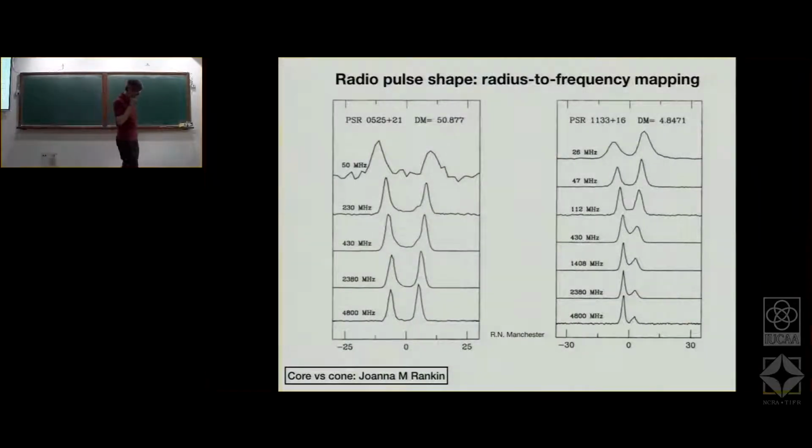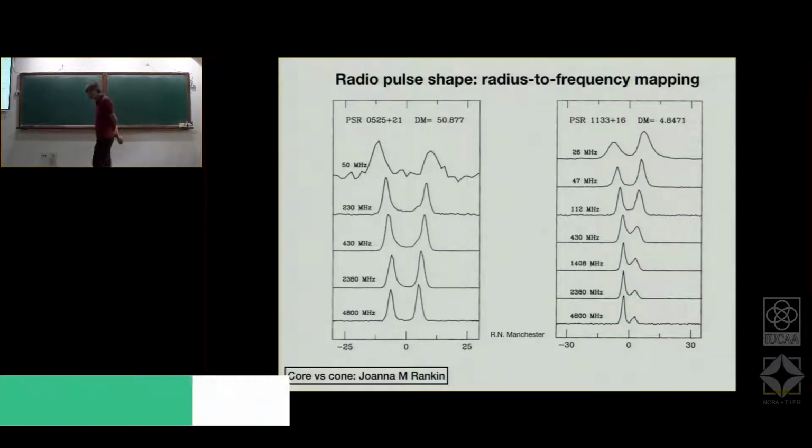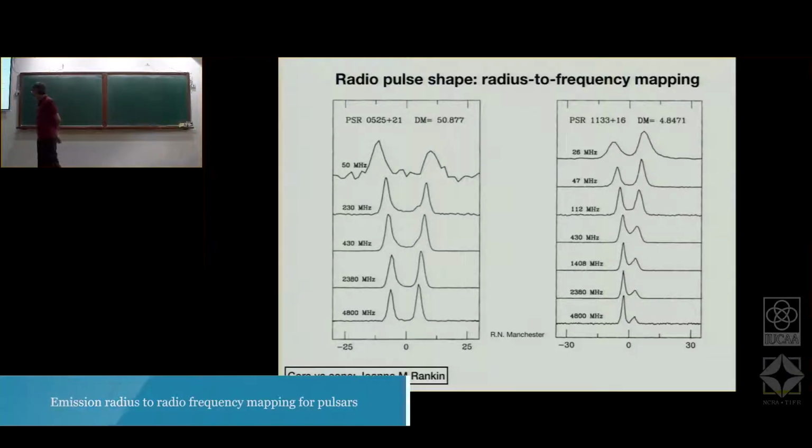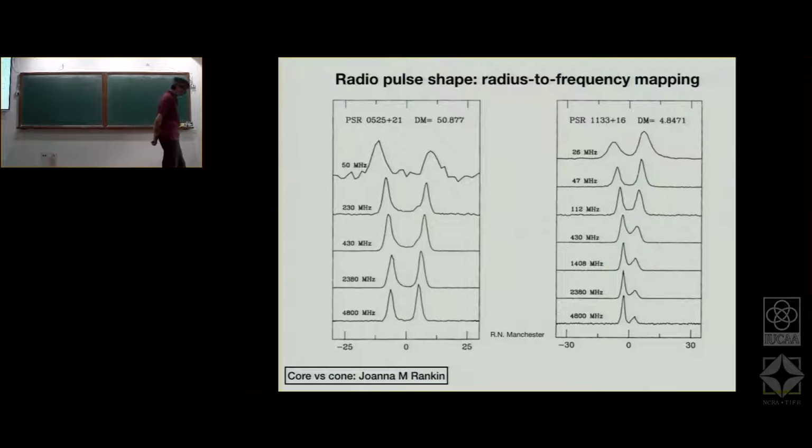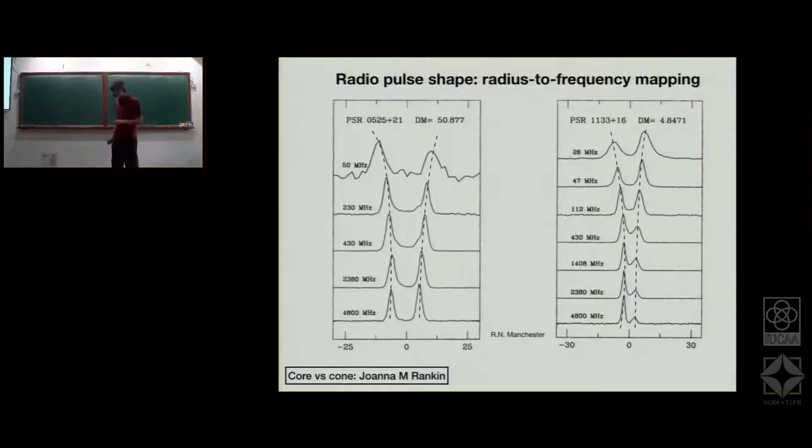All right, so this is where we had stopped in the last class. We were discussing radius to frequency mapping. Now, one thing I wanted to mention here is that the emission components in radio pulsars, some of them actually show this kind of behavior. That is, you go to lower frequencies, you see the distance between components increasing or the profile widening.